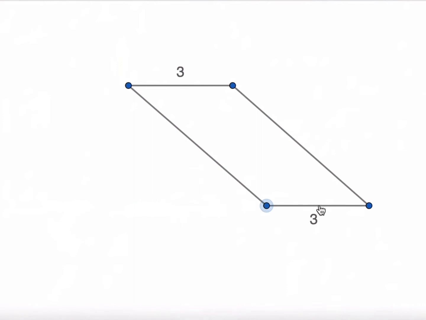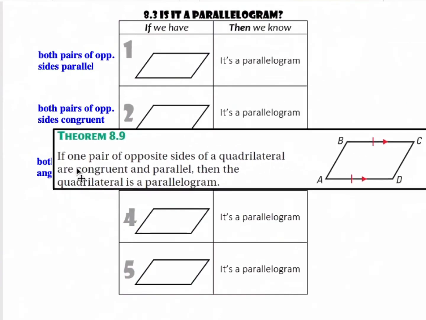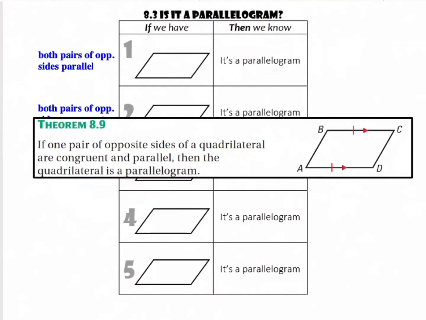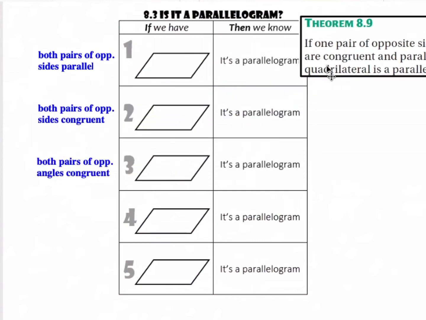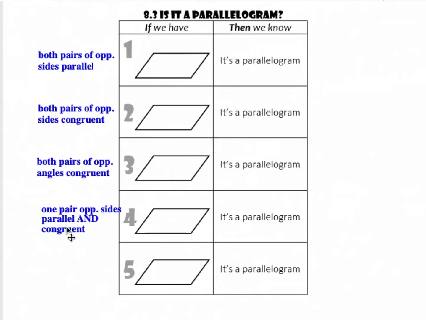But I know that one pair of parallels doesn't make a parallelogram, and one pair of opposite sides congruent doesn't make a parallelogram. But what if we had parallel and congruent? So theorem 8.9 is kind of the new one. It says if you have just one pair of opposite sides that are congruent and parallel, then the quadrilateral is a parallelogram for sure. So we're going to make that our fourth one. One pair, just one pair of opposite sides parallel and congruent. So I'd be looking for parallel on one set of sides, but also those sides are congruent to each other.